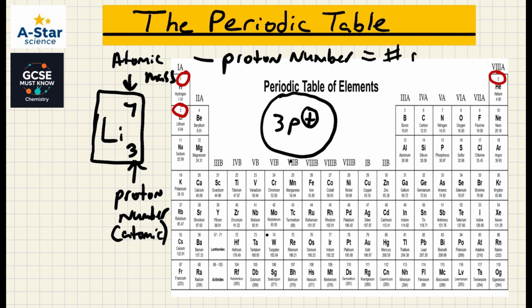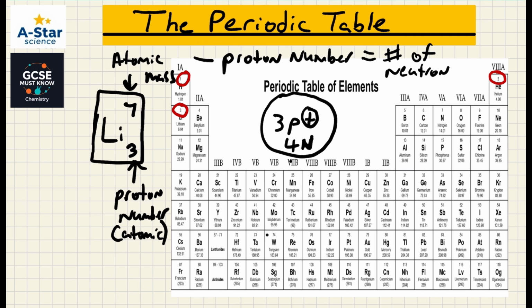So we can use lithium as an example. If lithium has 7 as an atomic mass and a proton number of 3, then it's going to give us 4 neutrons in its nucleus. 3 plus 4 equals 7.